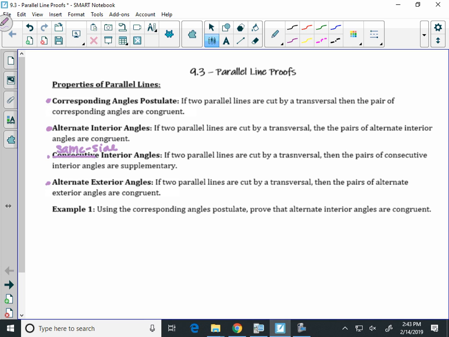Corresponding angles are always going to be congruent. Alternate interior angles are always going to be congruent, and alternate exterior angles are going to be congruent. The ones that are different are those same side interior angles. Those are supplementary. We are primarily going to focus on proving corresponding angles congruent, alternate interior angles congruent, and alternate exterior angles congruent. We're not really going to focus on same side interior regarding proofs. We're just going to focus on the congruent angles.